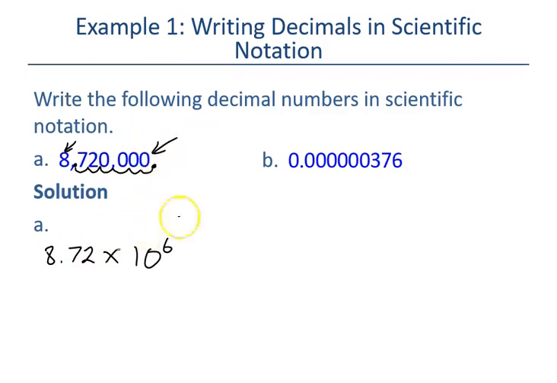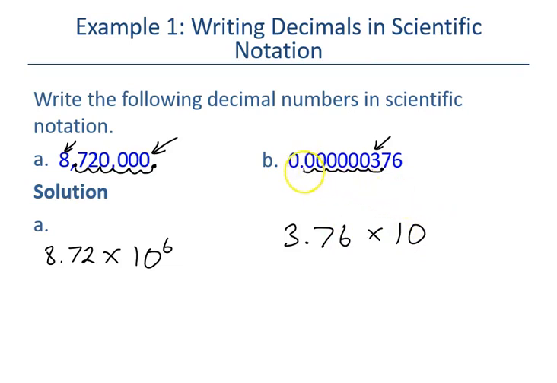Let's look at B here. Instead of going in the positive direction, now we're going to go in the negative direction. So let's move our decimal: 1, 2, 3, 4, 5, 6, and then I've got 7 right there. Notice that's going to be between 1 and 9, and I've got this 3.76. So write down 3.76 times, it's always going to be times 10. You just got to decide what the power is going to be.